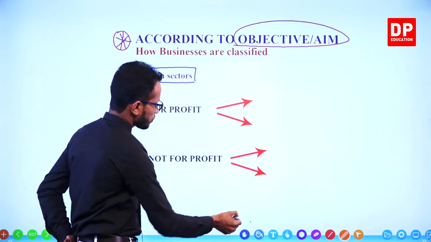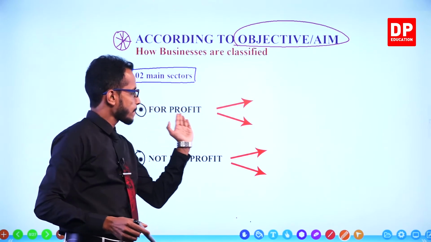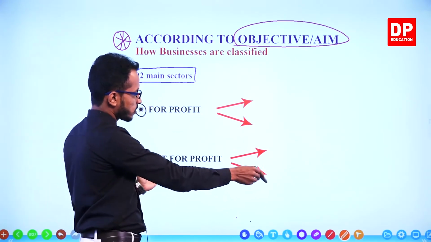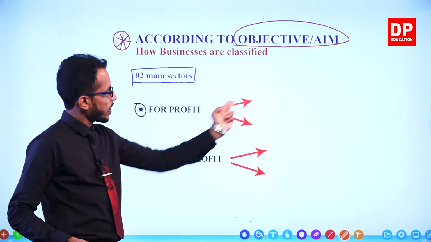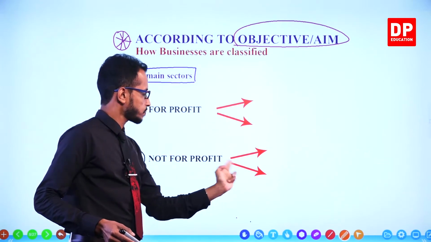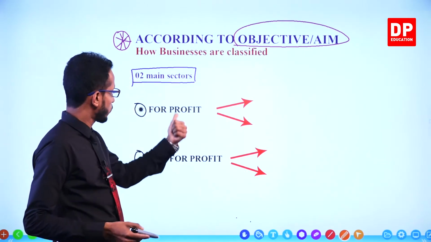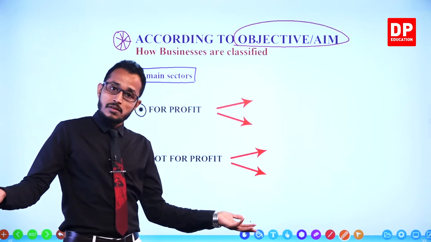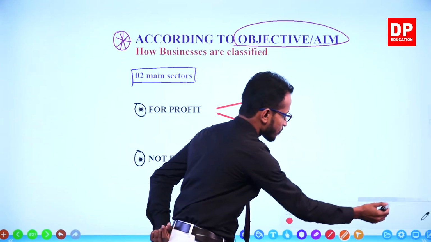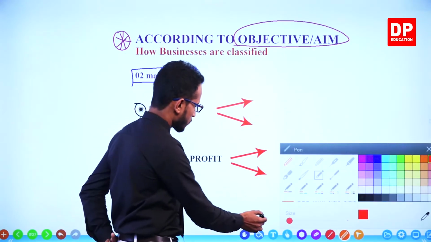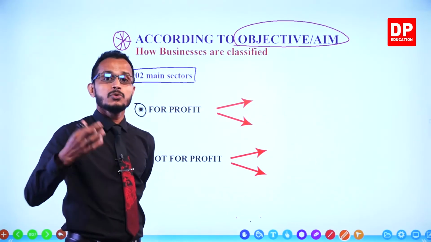Why are there two arrows in front of both? Why have I again put two arrows in front of each one? Maybe, or maybe not. Maybe you know, maybe not.